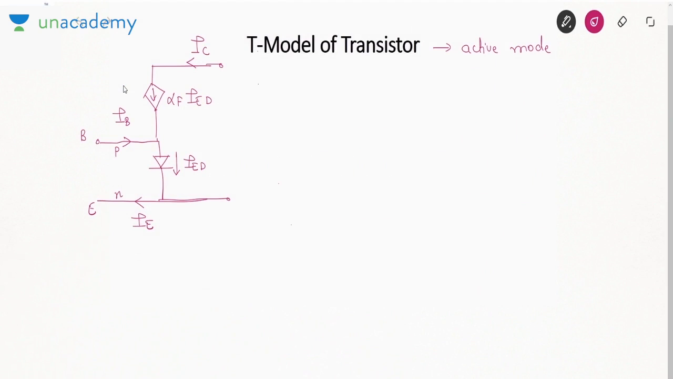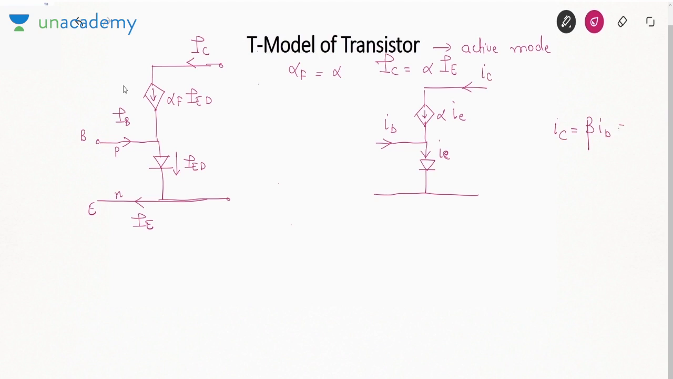Now see one thing, this alpha F is basically equal to alpha, and we can say IC is alpha IE. So I will show this diode, and this current will be alpha i. I am using lowercase letters for the AC model. This is ib. ib and ic will make ie. Now ic can also be written as beta ib. It is equal to alpha ie as well as beta ib.